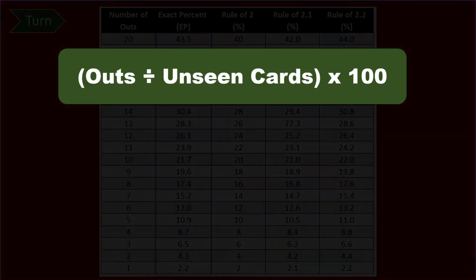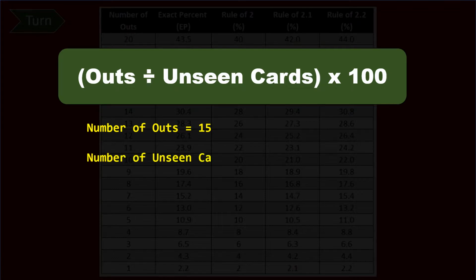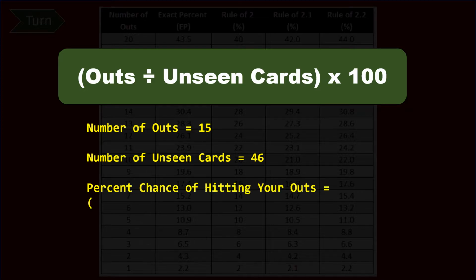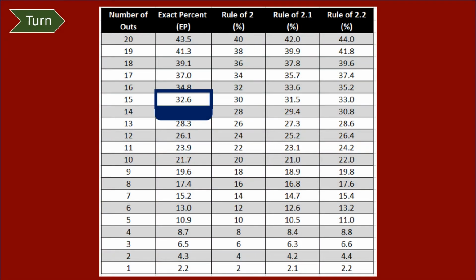So let's look at an example of how to calculate the exact percentage chance of hitting one of your outs on the river. Let's say you want to count the probability of hitting one of 15 outs. The number of unseen cards, as I've said, is 46. Therefore, you calculate 15 divided by 46 and multiply this amount by 100, and this comes to 32.6%. As you can see, this is the exact percentage shown in the table.